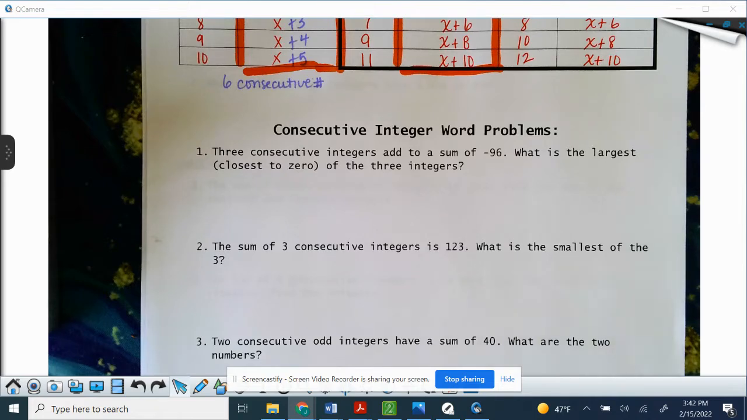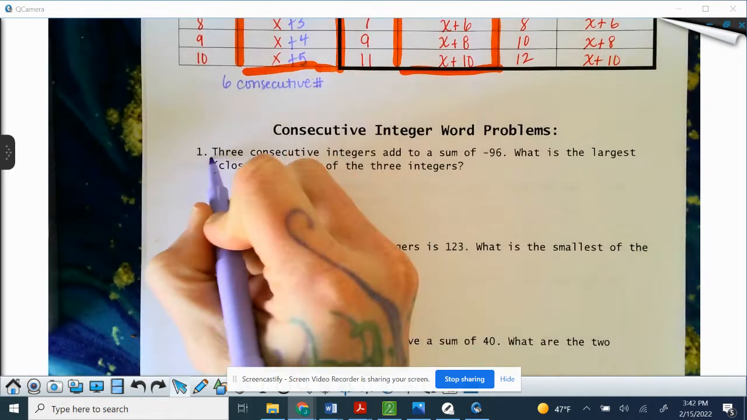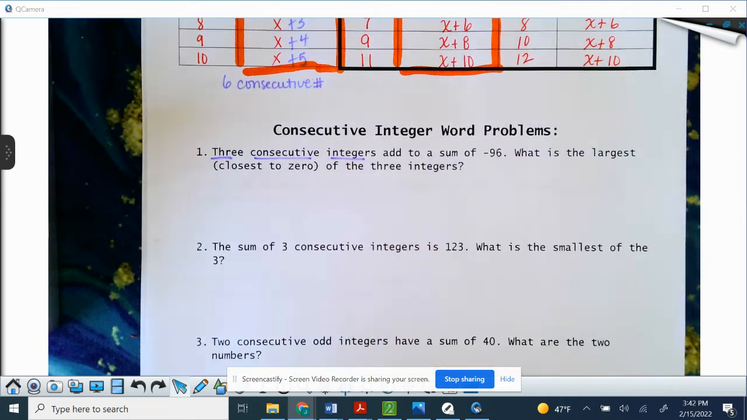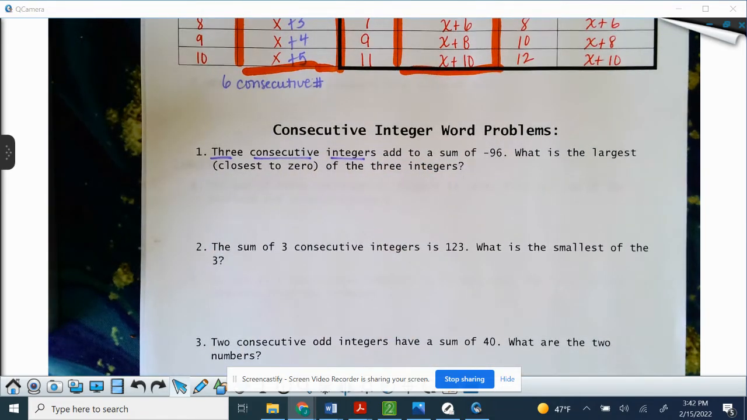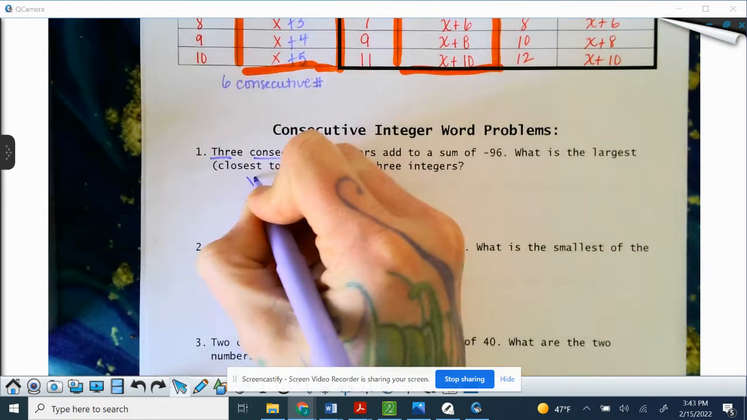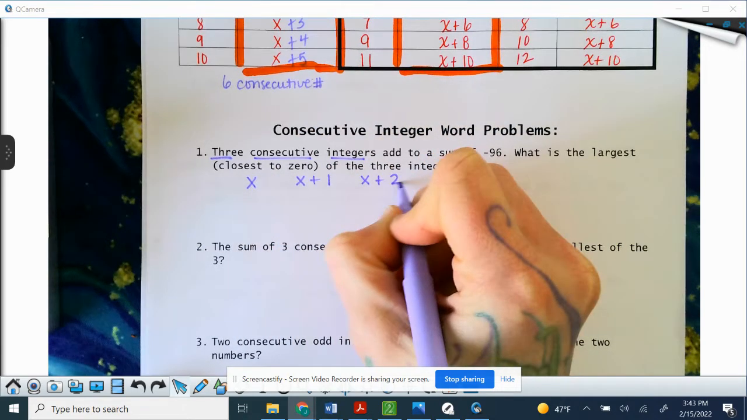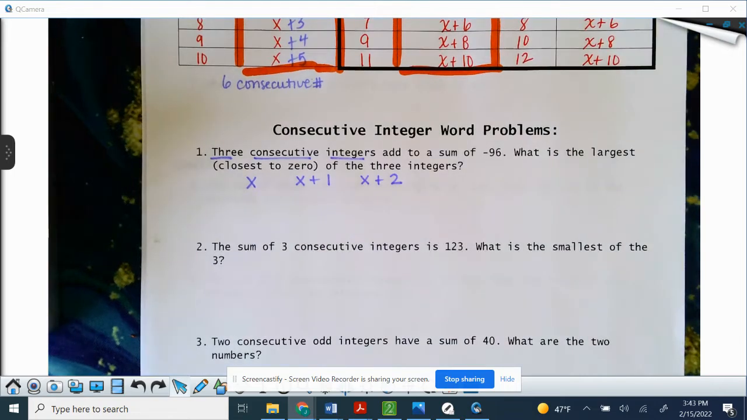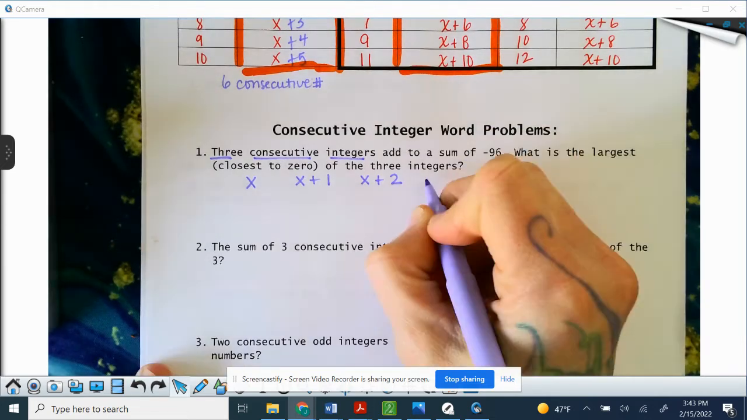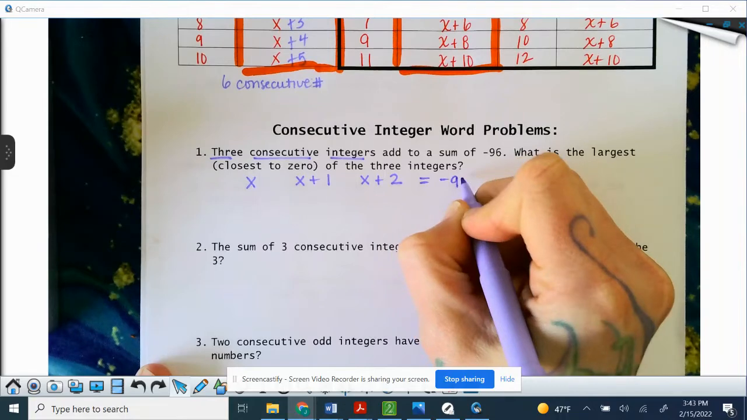All right, so I have 3 consecutive integers. It did not say odd or even, so that means I'm going to use x, x plus 1, and x plus 2. Because whatever my x value is, the next one in line would be add 1 to it, and then add 2 would be the second guy after it, right? So that's 3 consecutive integers. Add to a sum, so they're going to equal a negative 96.